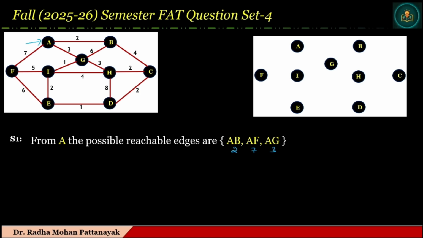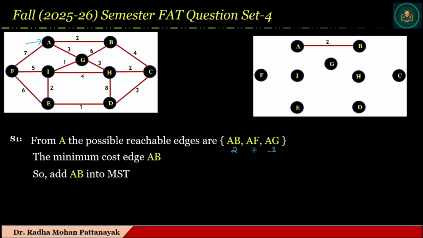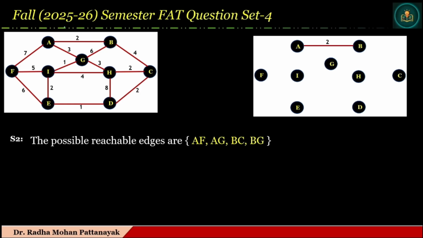From these three edges, which one is the minimum cost edge? AB. So now we will add AB into the minimum cost spanning tree. This is our minimum cost spanning tree, so here we will draw the edge between A and B. I hope that's understood. We already found the connected edges with A, but now you have reached B, which means in the next processing we will consider all the connected edges with A as well as B. Clear? So we get the edges AF, AG, BC and BG.